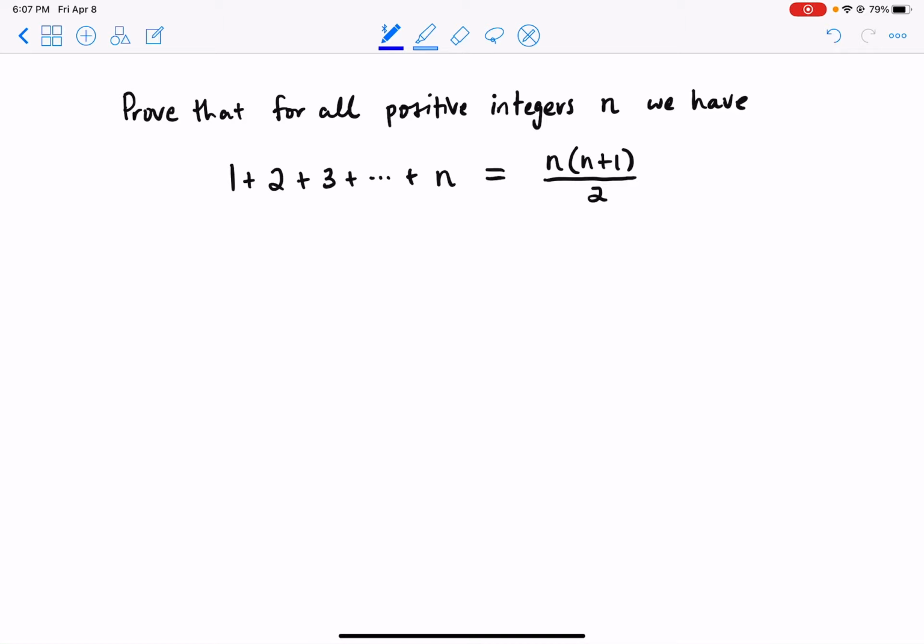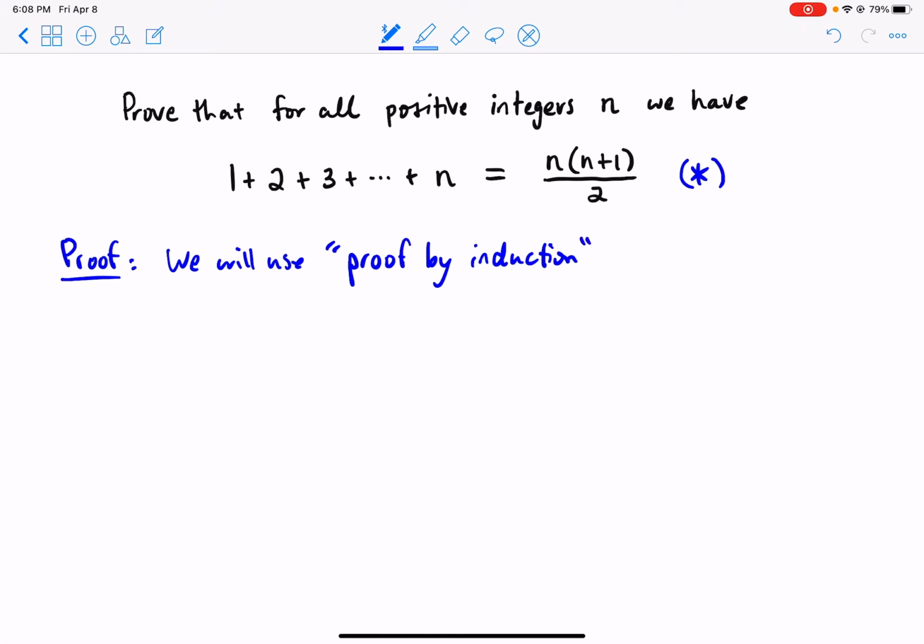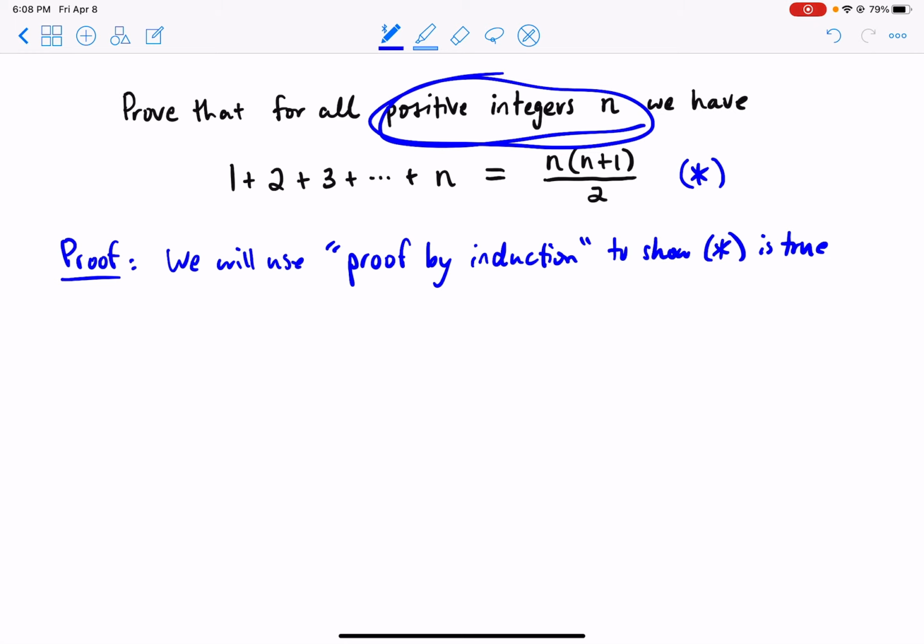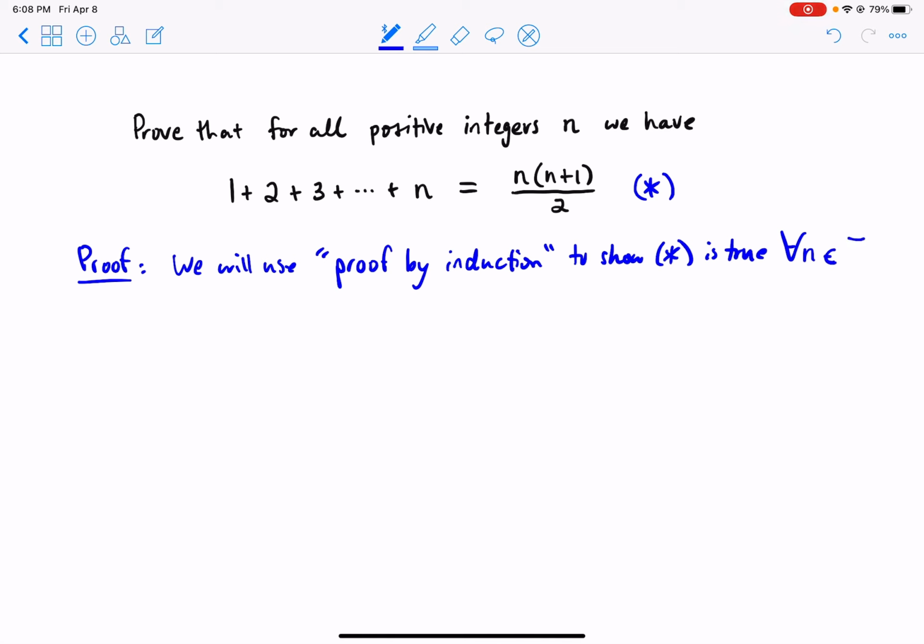Okay, hi everyone. Prove that for all positive integers n, this equation is true. Let's give this equation a name, star. So, proof. We will use proof by induction to show star is true for all the infinitely many positive integers, for all n, a positive integer.